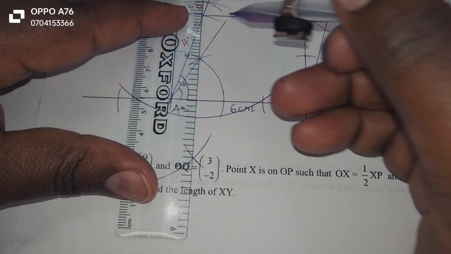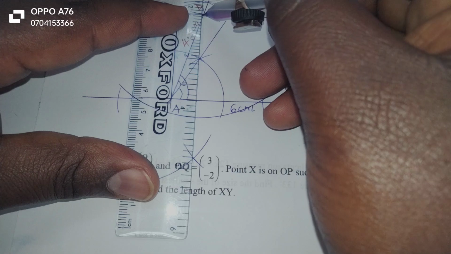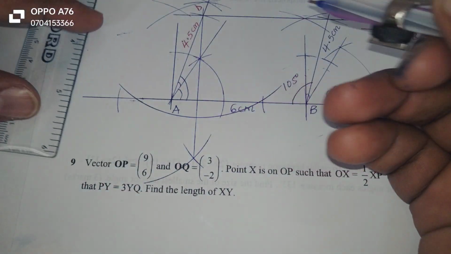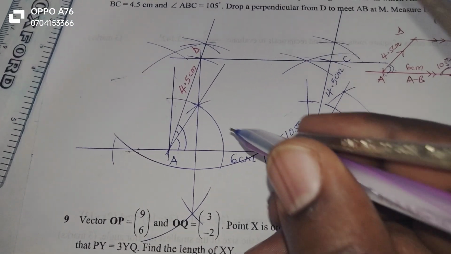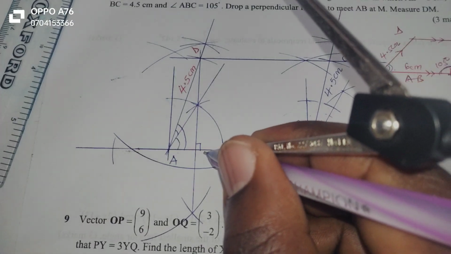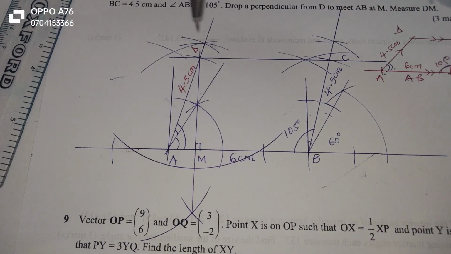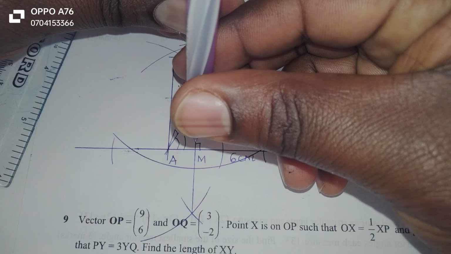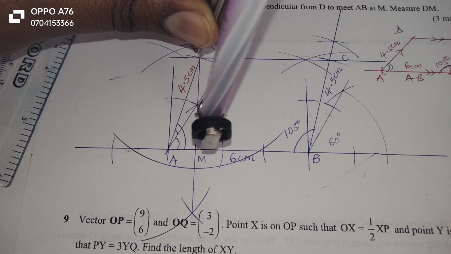So now this is a perpendicular line from point D all the way to the line AB. But now we need the point exactly where the perpendicular line cuts length AB so that we may identify it as M, and we also measure DM.